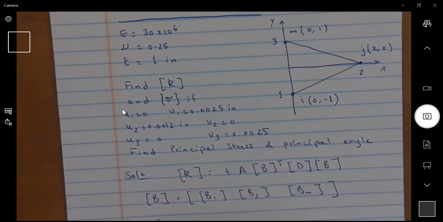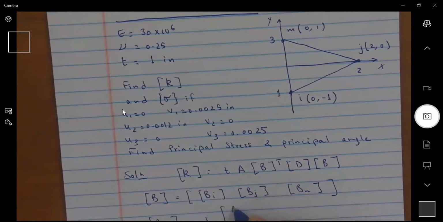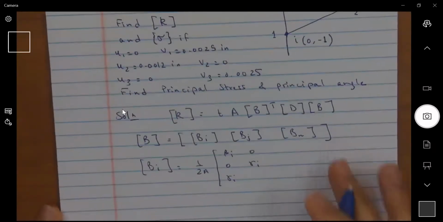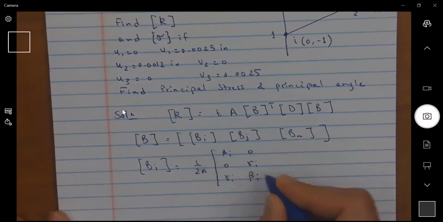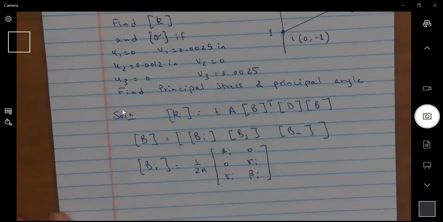where BI is equal to 1 over 2A times beta I, 0, 0, gamma I, and beta I. So clearly, in order to get B, we want to solve for beta I, gamma I, and of course, to get BJ, we're going to need beta J and gamma J, and to get BM, we're going to need beta M and gamma M.